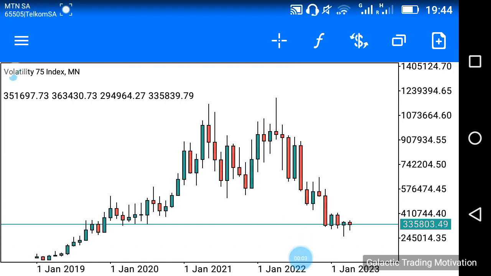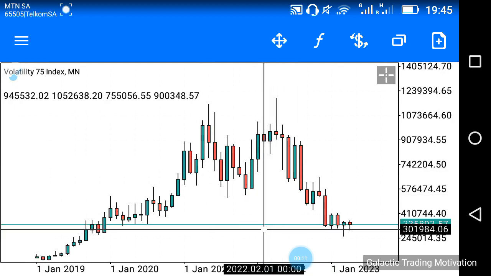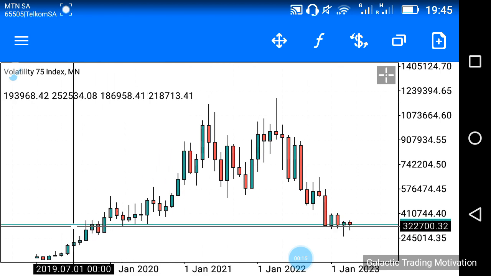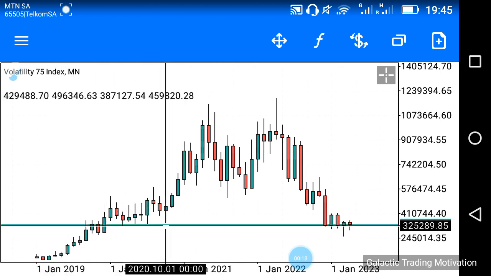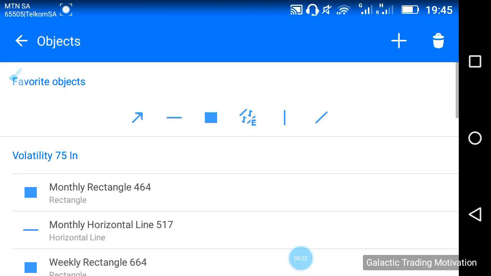Volatility 75 technical analysis. The last time we spoke about this particular index, we mentioned that the market at this point in time is at a very strong level of support, and that is because we've had multiple rejections at this level, as you guys can see. And I'm just going to mark this area because it's very much important, as I've just said.